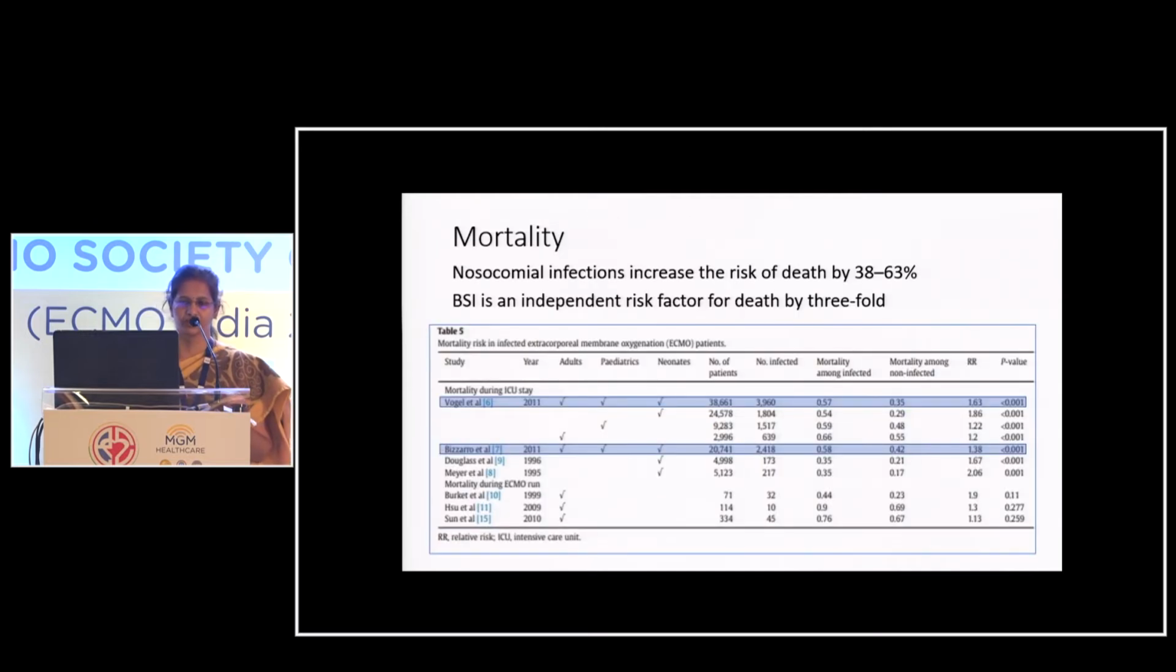Mortality: nosocomial infection increases the risk of death by 38 to 63%, and of this, bloodstream infection is an independent risk factor for death by 3-fold. This data again is from a single center study, where you see the mortality among the infected versus the non-infected. The prevalence of mortality among the infected is 57% when compared to the non-infected 35%. And in another study it's almost the same.